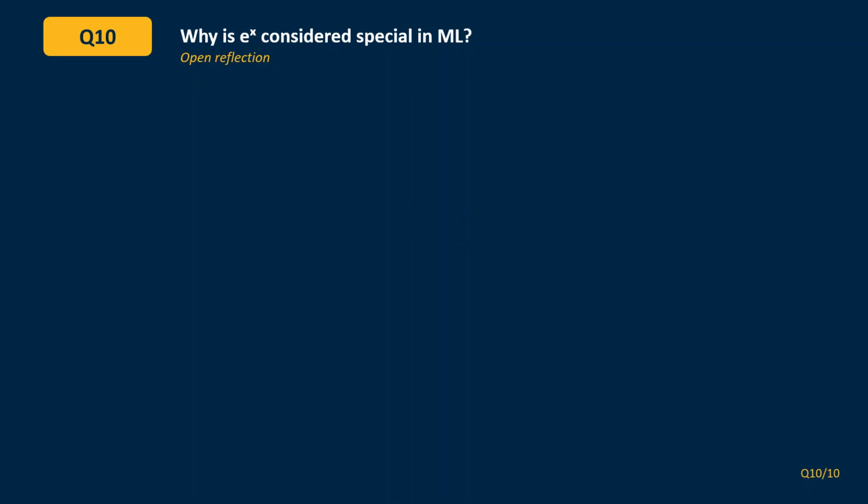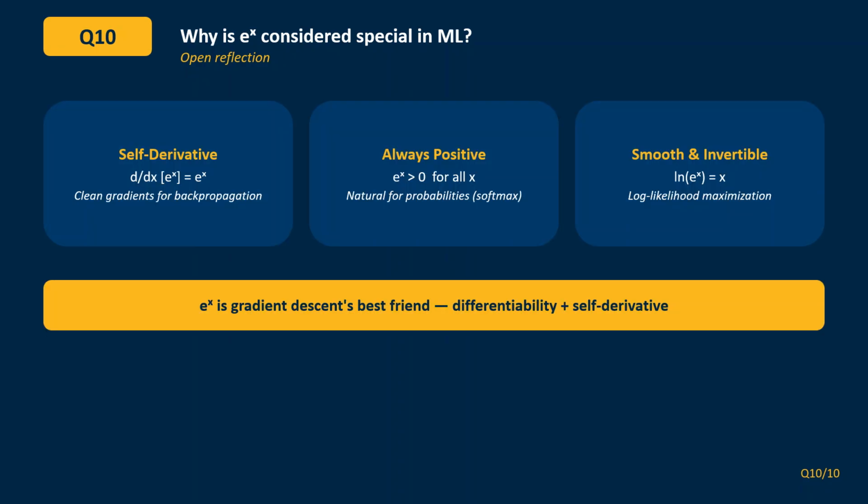Question 10. Open reflection. Why is e to the x considered special in the context of machine learning? Take a moment to consider your response before moving on. This is an open-ended reflection question rather than a fixed answer problem.